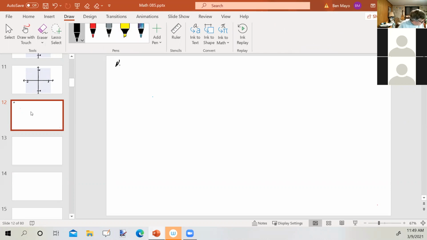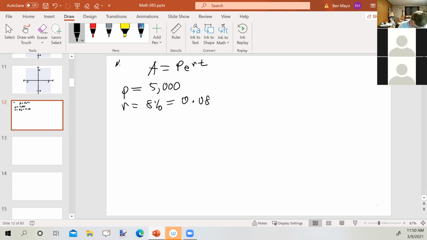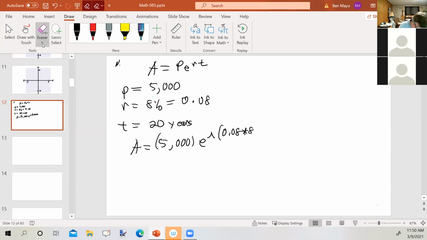Okay. Now, I talked a little bit ago about this formula, and we use this formula when there is continuous growth or continuous decay. It says, find A using the formula A equals P e to the RT, given the following values of P, T, and R. Round to the nearest hundredth. We are told that P equals 5,000, R equals 8%, which we again convert to a decimal, 0.08, and T equals 20 years. So A equals P times e to the 0.08 times, oops, not times 8, times 20.